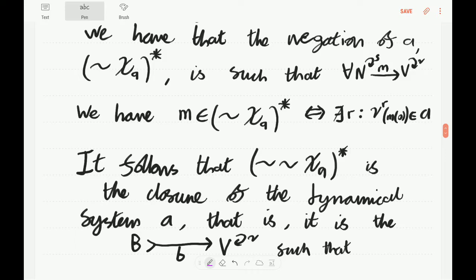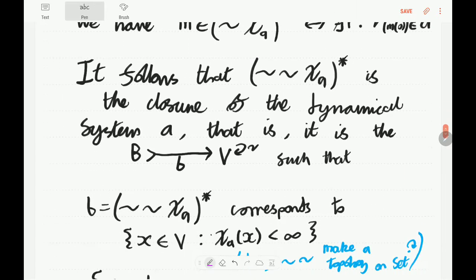Basically, if we have a connected subdynamical system, then getting the subobject classified by not of chi of A is just going to be like the sort of closure of that dynamical system. It's going to be everything that evolves into it. It's going to be the whole connected component of that.